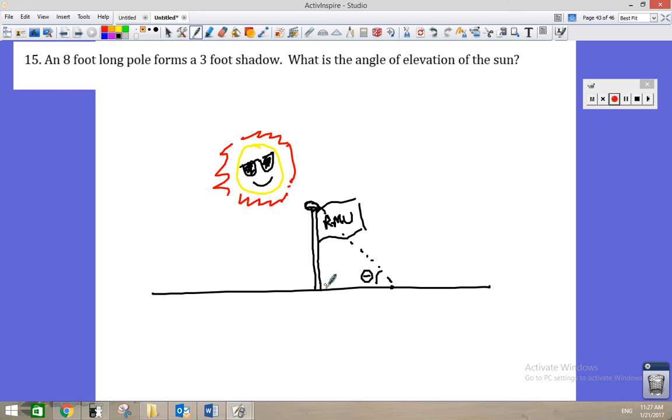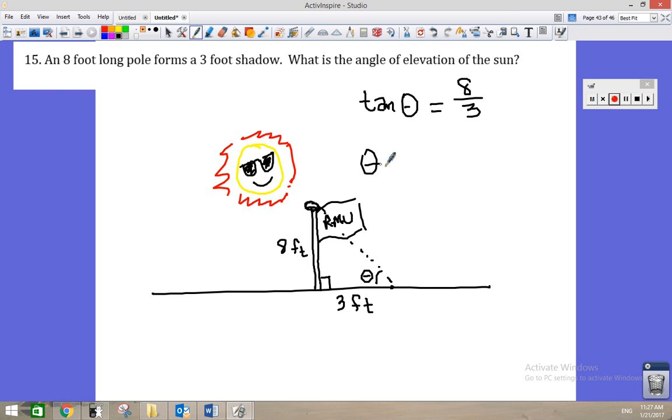Alright, now that height of the flagpole is 8 feet, and it forms a 3-foot shadow. Well, the shadow's on the ground. The shadow's not mysteriously hanging in the air. The shadow is here on the ground. And so what's the angle of elevation? Well, we're going to use the trig function that has the opposite leg and the adjacent leg, which is the tangent. So we have the tangent of angle theta is equal to 8 over 3.